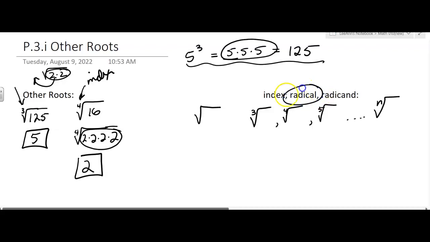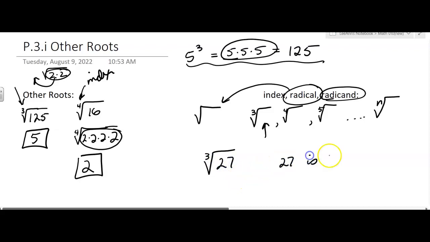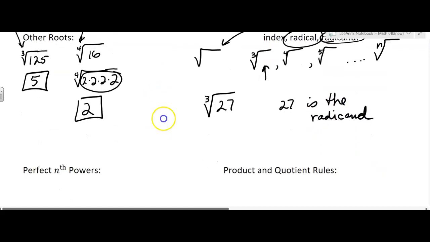Radical, that's the symbol. That's the radical symbol, the little check mark thing. The radicand, which is a fun word, that's the stuff underneath. So when I say, oh, I want to take the cubed root of 27, 27 is the radicand. You don't hear people talk about it a lot, but that's what it's called.